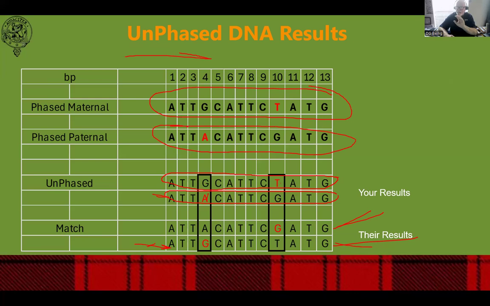Ancestry's algorithm, they try to deduce, and they do a pretty good job of which one is coming from which parent. And we'll talk about that when we talk about ancestry, but it's not absolute. It's pretty accurate, but not absolute. All right, so keep this in mind.